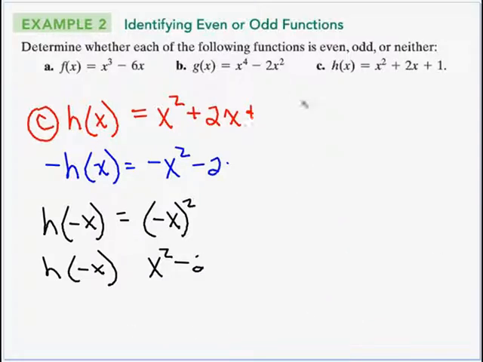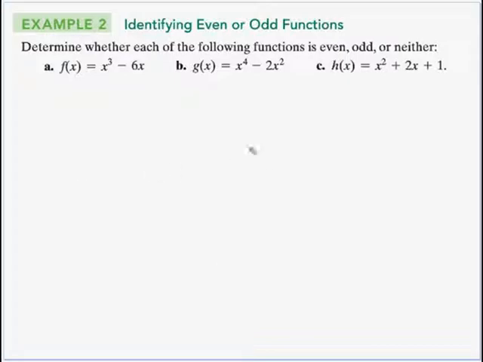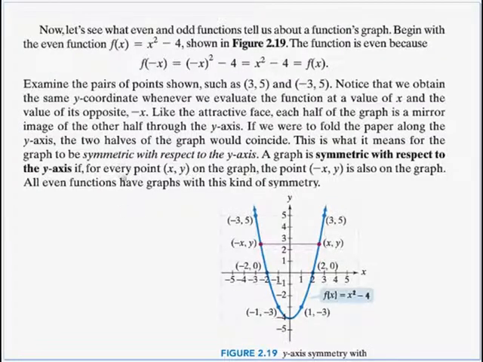Make sure you stick through the huddle where you do the same thing for those practice problems, because there is a shortcut, and I'll explain it after the huddle problem solutions. Now let's see what even and odd functions tell us about a graph.